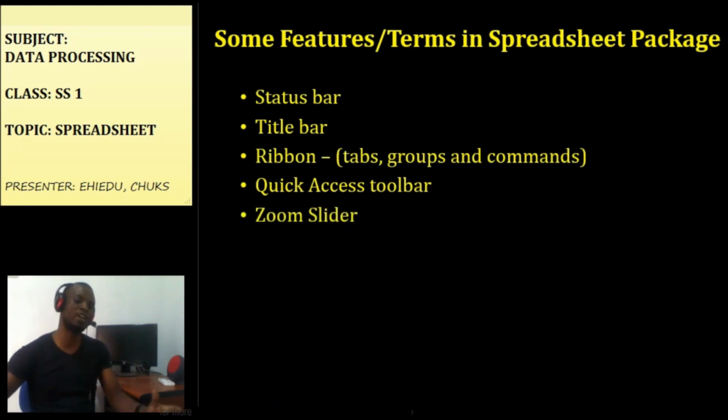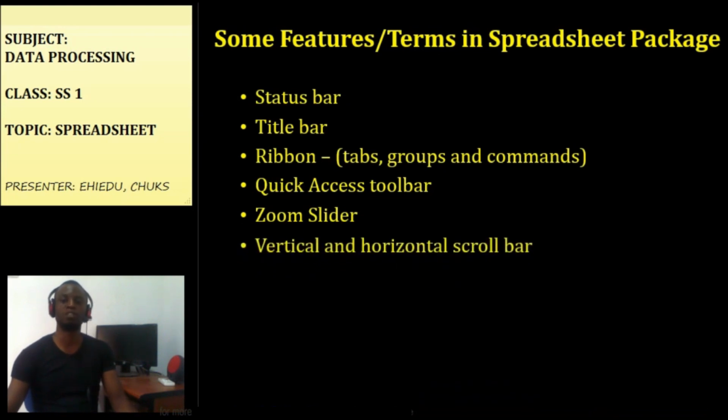You have the zoom slider. That's what makes your work area large or small, so that it will help you view properly. Now you have your vertical and horizontal scroll bars. These are used to navigate the working environment.